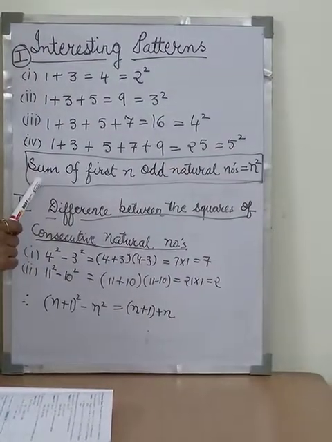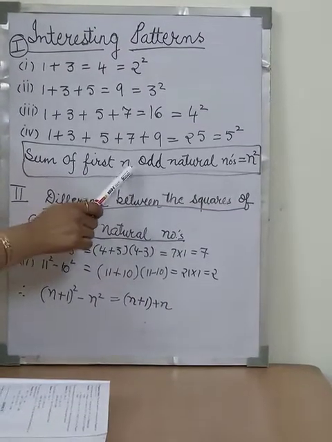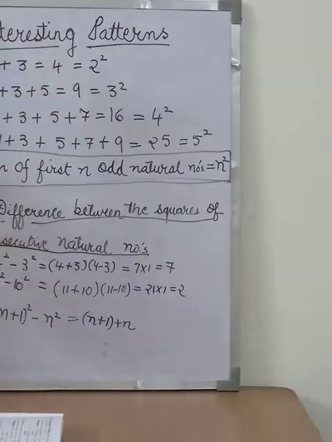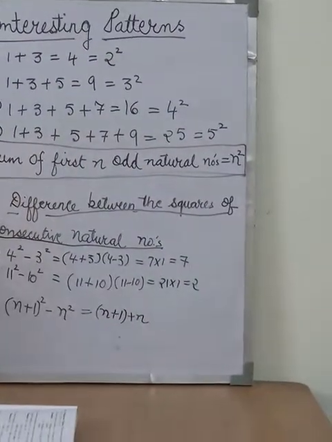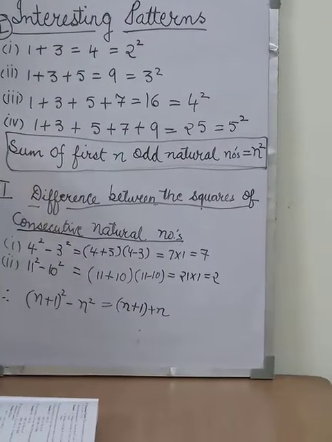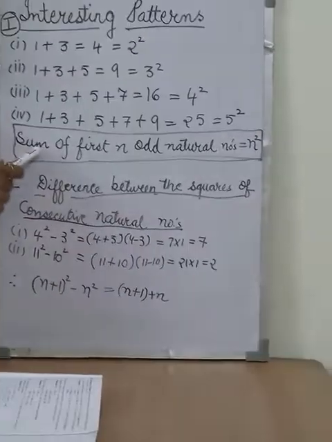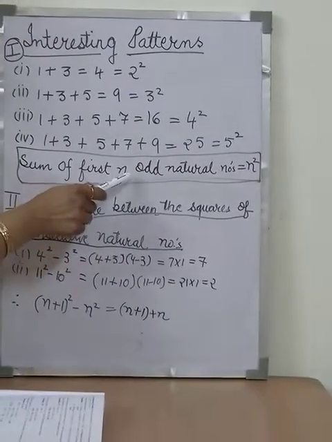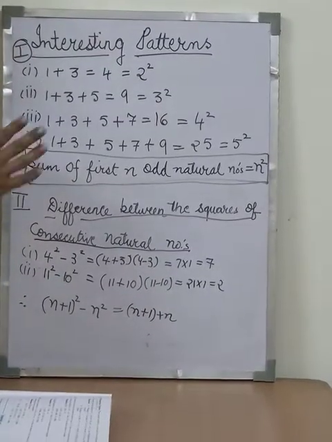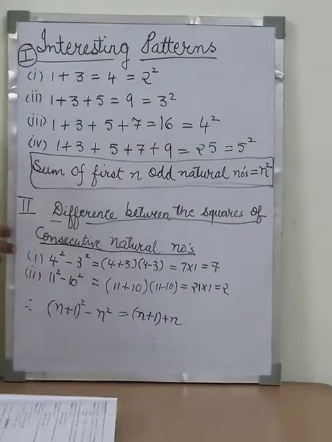So we learnt a very important pattern here, that the sum of the first n odd natural numbers is equal to n squared. Whatever the number of odd natural numbers, the sum is equal to the square of that number. But remember, we should have the first n odd numbers. We should start from 1, and they should be consecutive odd natural numbers.